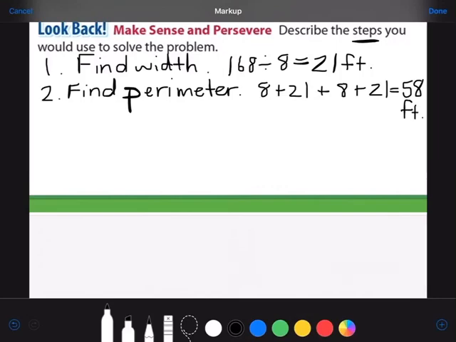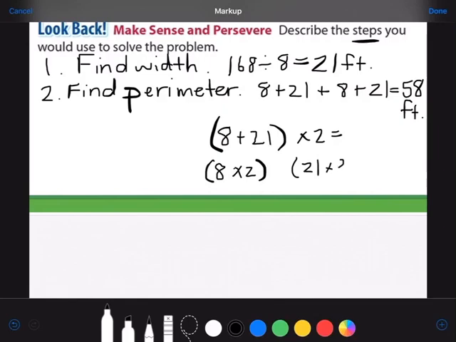Some of you guys might have done that differently. You may have said 8 plus 21, and then you knew you had to do it twice, so you might have just said times 2. That would give you the same thing. Some of you might have said, well, there's 2 8s, so you might have multiplied 8 by 2, and you might have said, oh, well, there's 2 21s, so you might have multiplied 21 by 2, and then you might have just added those two parts together. That's going to give you the same thing, too. No matter how you solve it, that's going to give you 58 feet for your perimeter. So any one of those ways would be just fine.